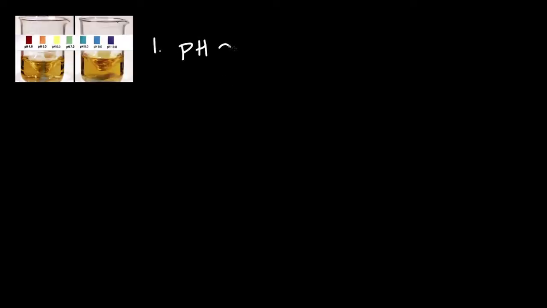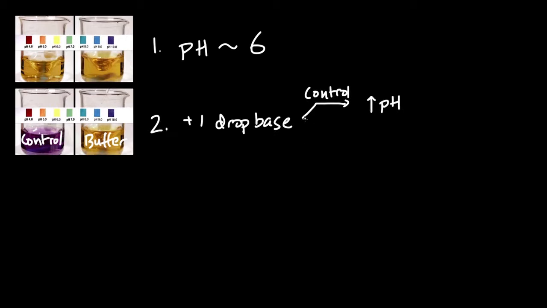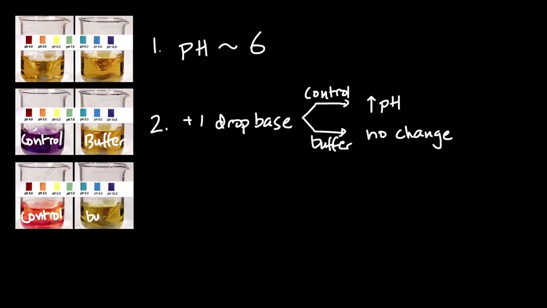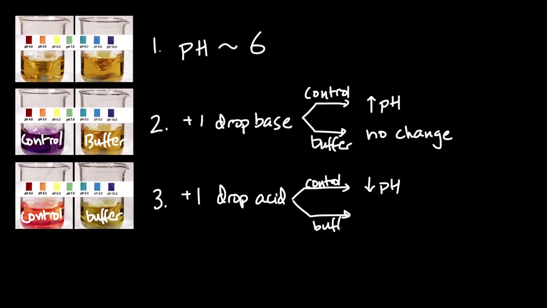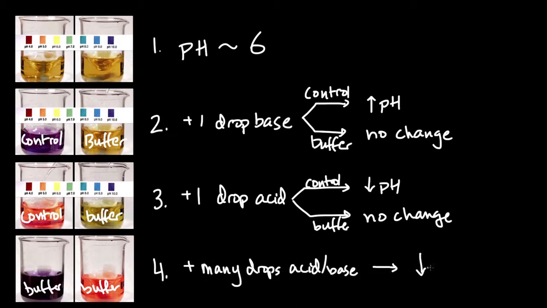1. The starting pH was around 6. 2. When we added one drop of strong base, which was enough to change the pH of our control solution, the pH of our buffer solution did not change. 3. When we added one drop of strong acid, which was enough to change the pH of our control solution, the pH of our buffer solution didn't change either.